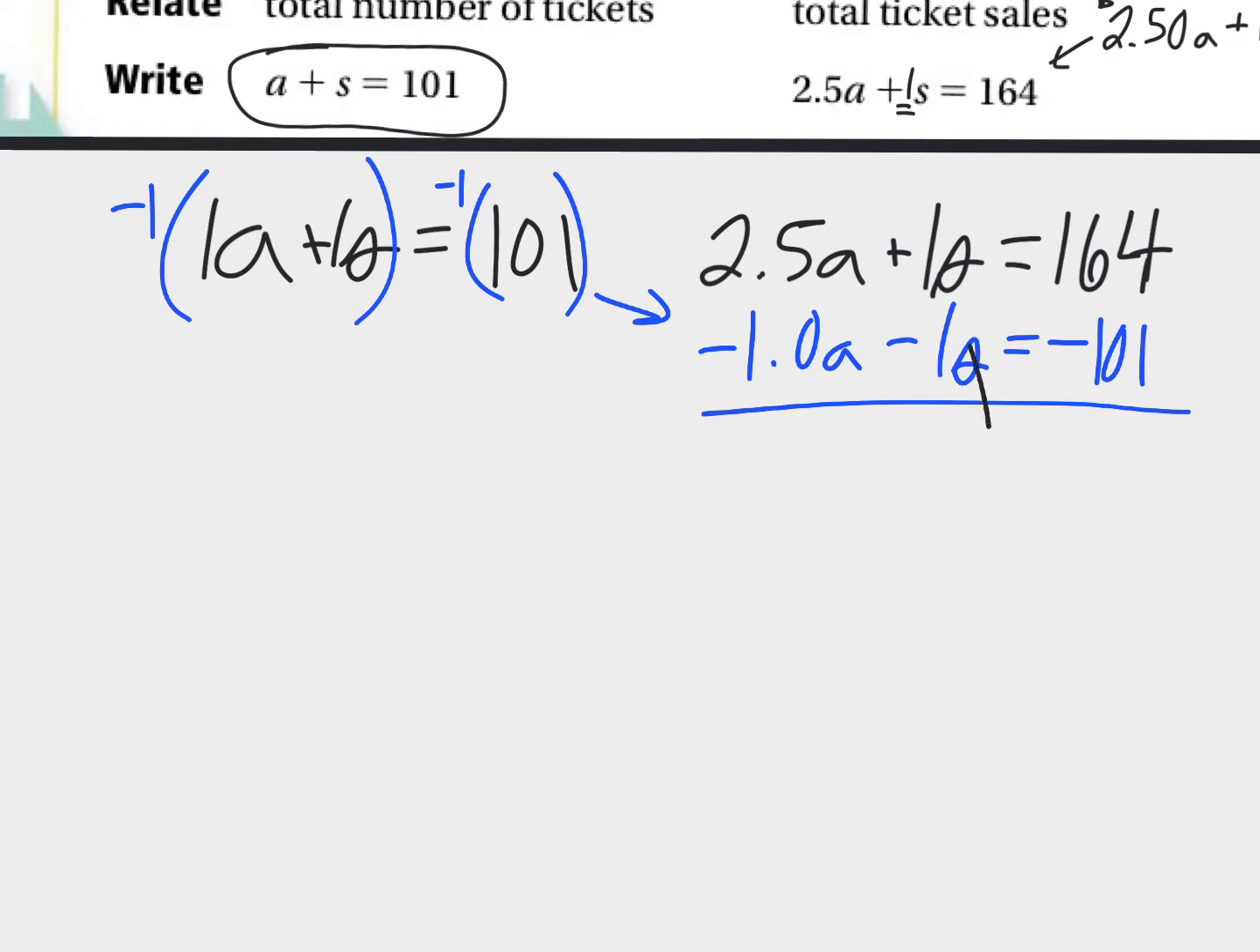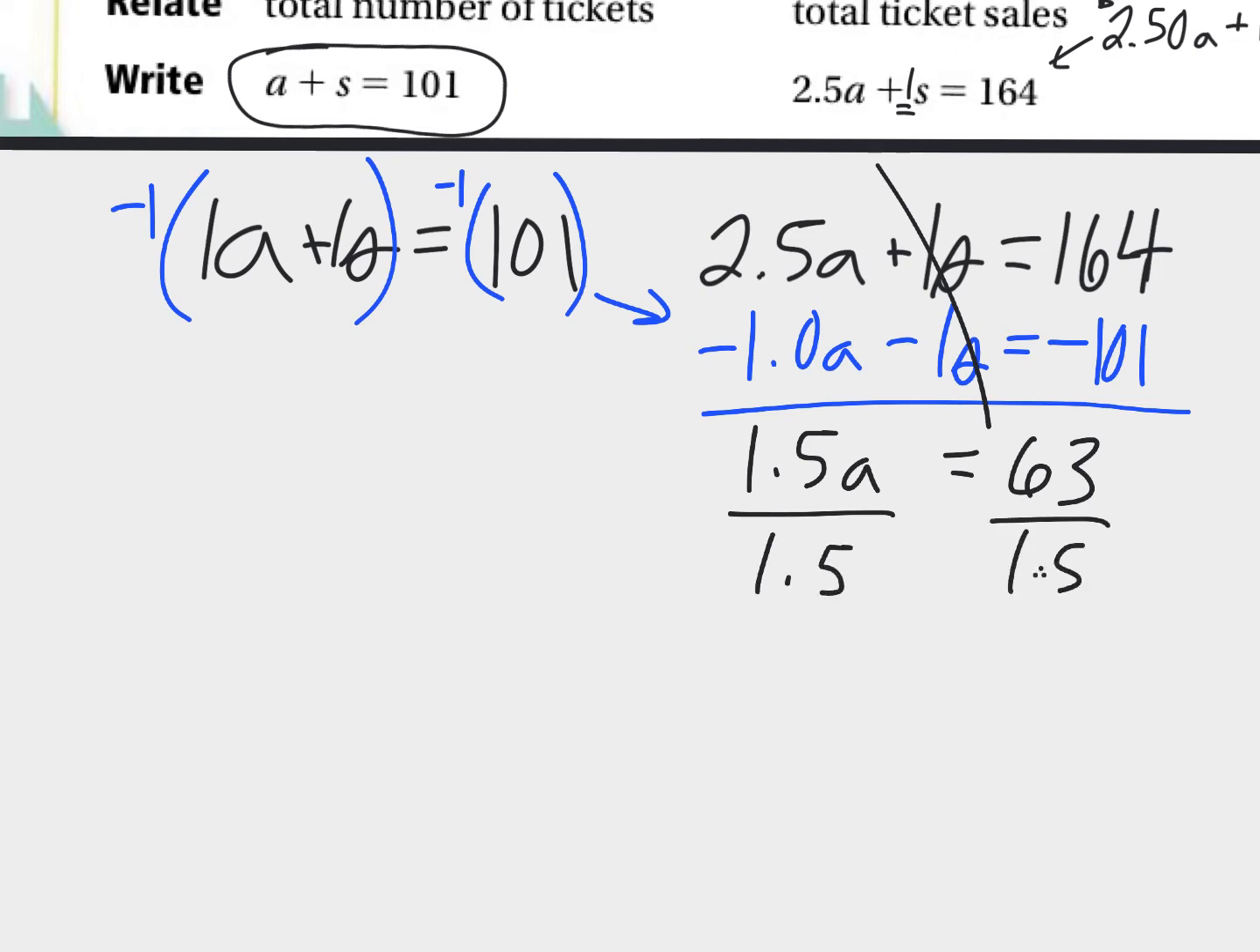So by doing that, now my S terms are going to cancel. And we've got 1.5A equals 63. They're multiplying, so we can divide by 1.5. And if you divide that out, you should get 42. Whoops, not 4.2, 42.